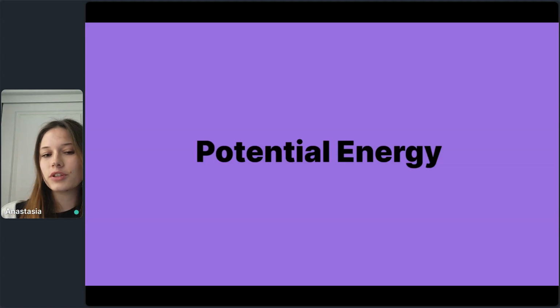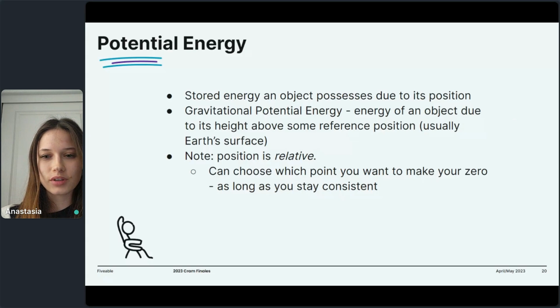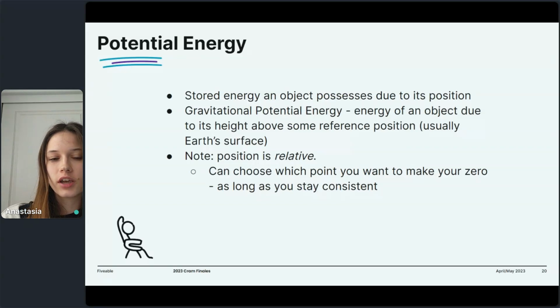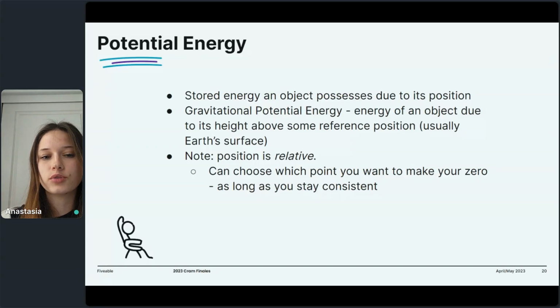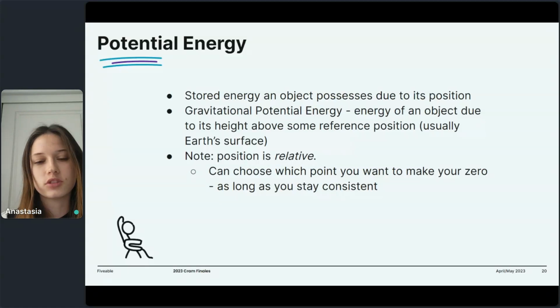So right now we will be talking about potential energy. Next slide, please. Potential energy is the stored energy that an object possesses due to its position. Gravitational potential energy, for example, is the energy of an object due to its height above some reference position, usually the Earth's surface. An important thing to note is that position is relative, so you can choose which point you want to make your zero, as long as you stay consistent. Next slide, please.